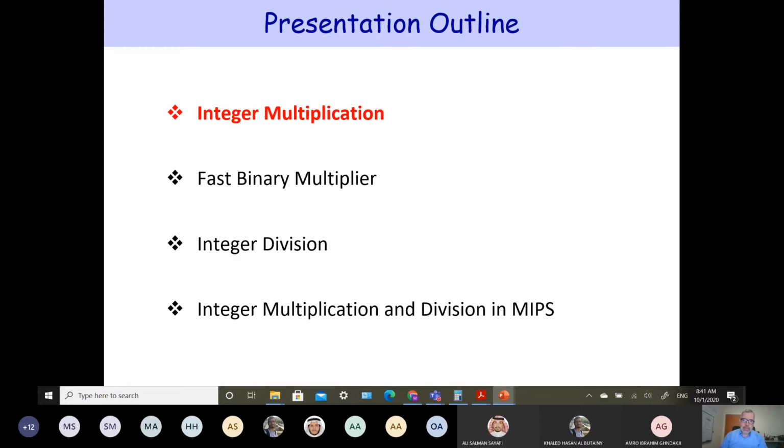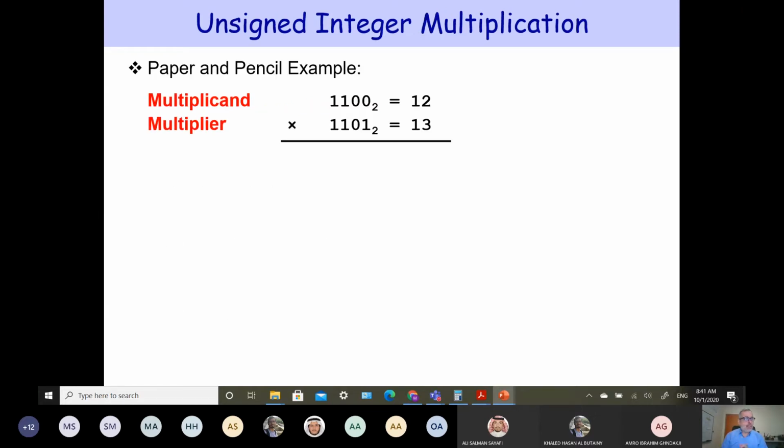Let me introduce first integer multiplication. Suppose I would like to multiply two numbers in binary. I'm going to assume that these two numbers are unsigned, so here I'm not dealing with negative numbers, only unsigned integers. The first number is called the multiplicand, and the second number is called the multiplier. Suppose I would like to multiply 12 by 13. I'm going to restrict it here to 4 bits, just to illustrate how you can multiply integers.